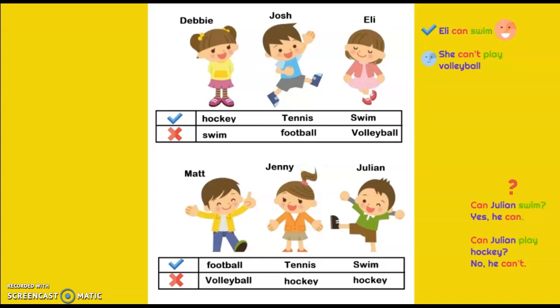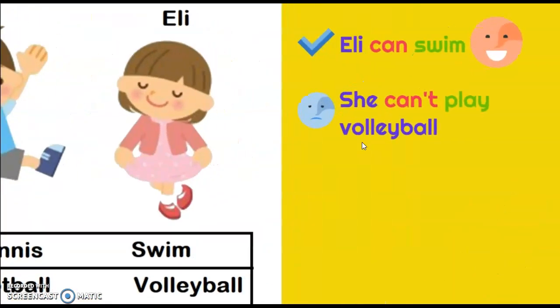You will see in this picture some of the abilities my friends have. As you can see in the picture, Devi can play hockey, but she can't swim. Josh can play tennis, but he can't play football. Ellie can swim, but she can't play volleyball.